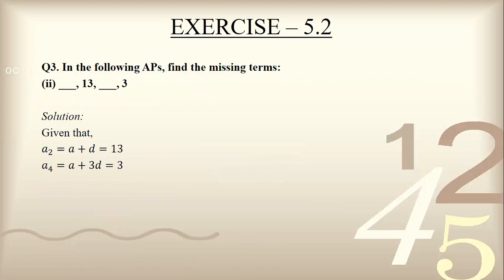Now question number 3. In the following APs, find the missing terms. So in this, the first term is not given to us. The second term is 13. The third term is not given. Fourth term is 3. So A2, which is A plus D, is 13. A4, which is A plus 3D, is equal to 3.